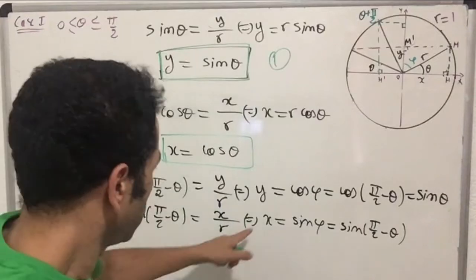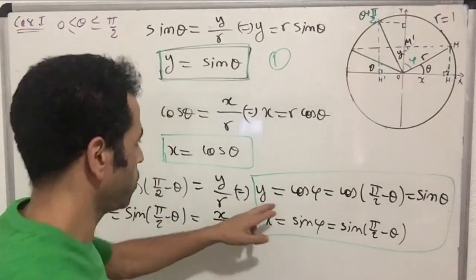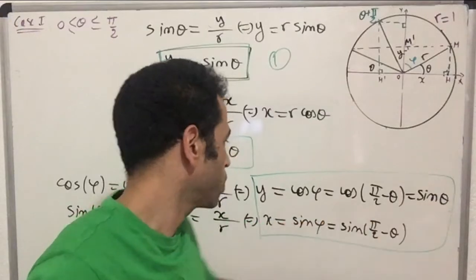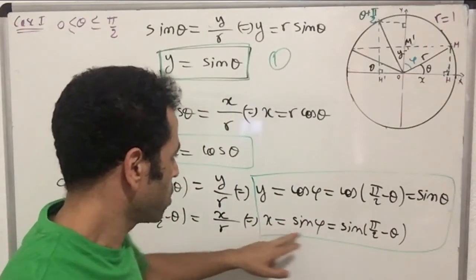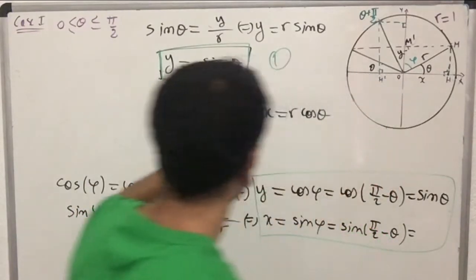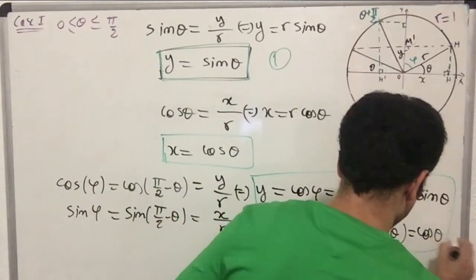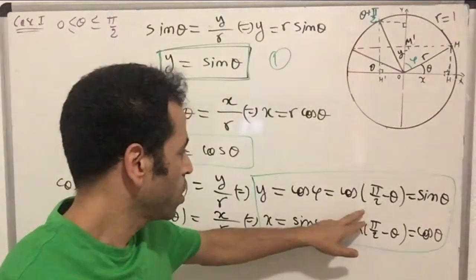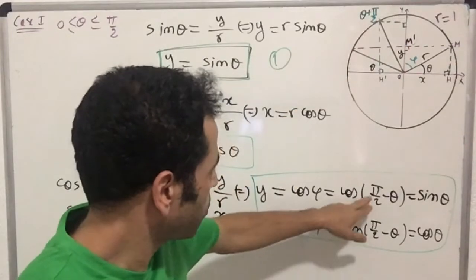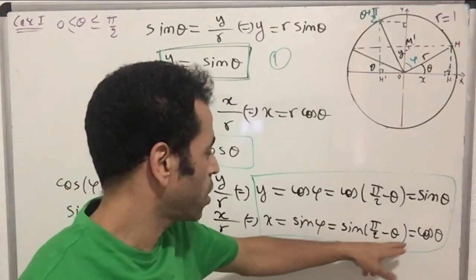Okay, now I verify the connection between sine and cosine. So cosine of pi over 2 minus theta equals sine theta. The same thing, sine of pi over 2 minus theta equals, as you see here, we found x equals cosine theta. Now the connection between sine and cosine, since there is orthogonality: cosine of pi over 2 minus theta equals sine theta, and inversely, sine of pi over 2 minus theta equals cosine theta.